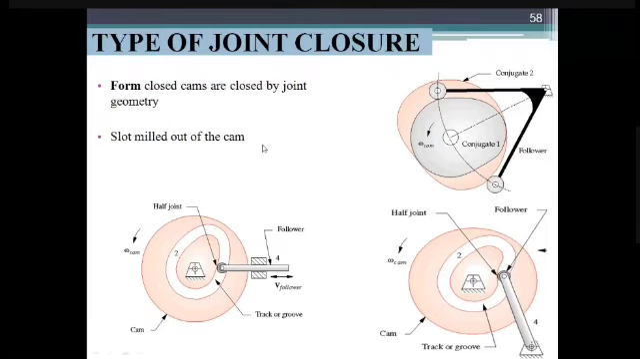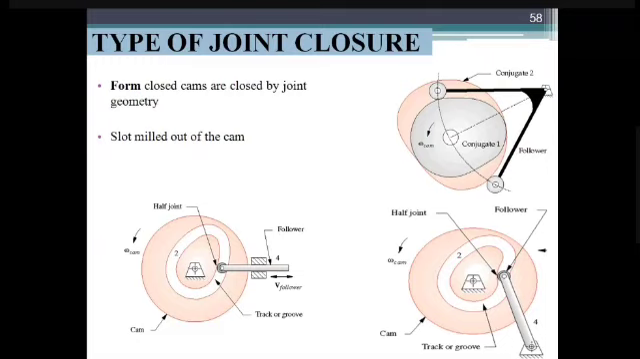The cams are closed by joint geometry. The conjugate, then the follower is arrested. Conjugate 1 and conjugate 2. Conjugate 2, look at that, it is arrested. So this is a form. The closed cams are closed by joint geometry.